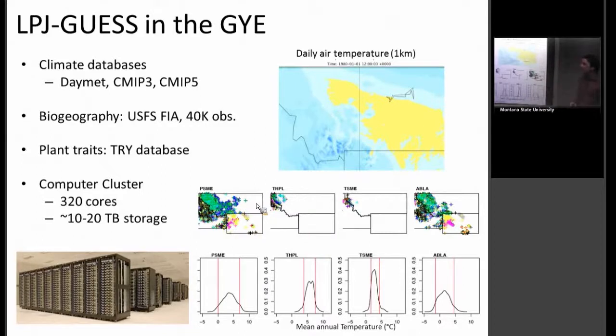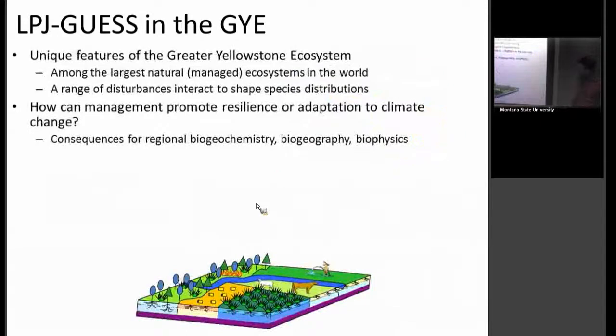So basically, to wrap up, to me, the Greater Yellowstone ecosystem represents one of the largest natural systems that's still relatively intact on the globe. But it's also a very heavily managed ecosystem. And so there's a range of disturbances that interact with one another and with climate that shape species distributions, including plants as well as animals.